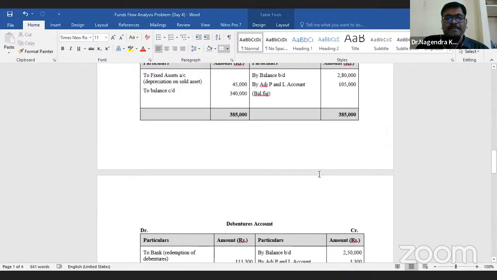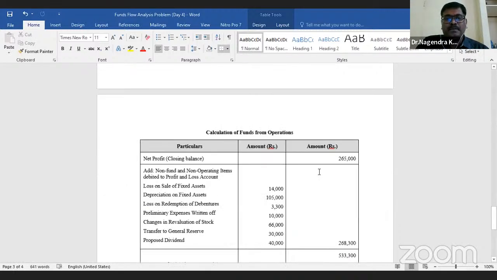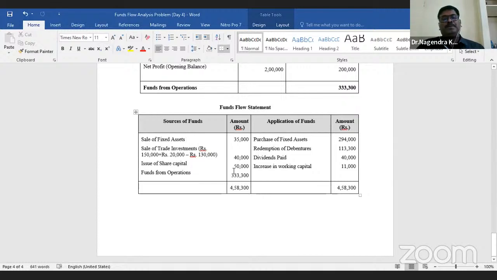It has been increased by 50,000 rupees, the share capital. So it was earlier 4,50,000. Now it has increased to 5 lakh. That means we issued additional share capital.